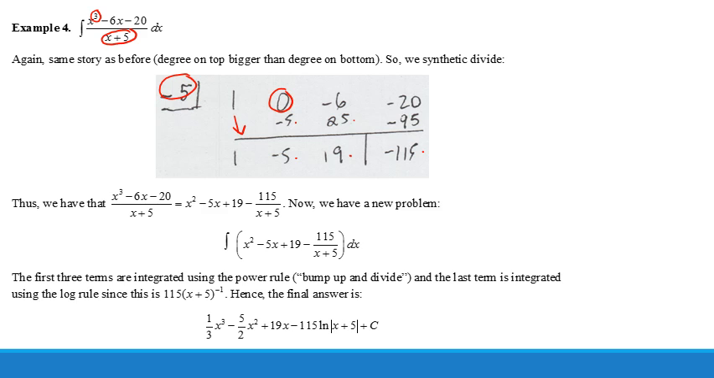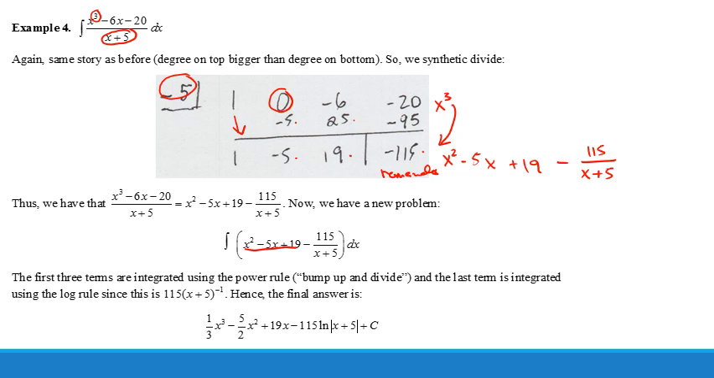Okay, so just in case I wasn't clear in the last example, remember that these coefficients began with x cubed, and so when I divide one time, these coefficients now start with x squared. So I'm going to have x squared minus 5x plus 19, and then minus 115 divided by the original denominator, which was x plus 5. So remember, the 115 is your remainder.